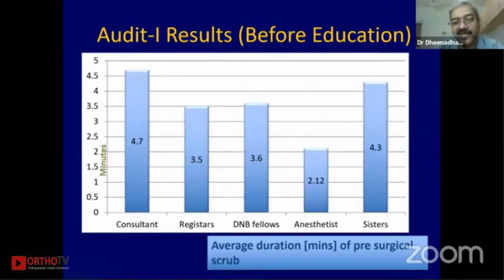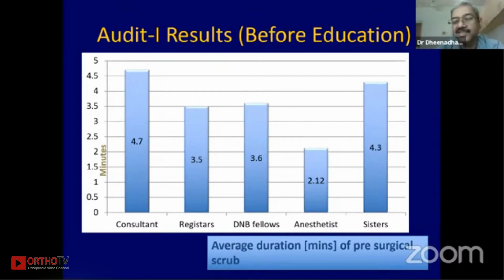See, in our hospital, before education, one day we decided we would do an audit on the hand scrub. You can see that consultants on average scrubbed for 4.7 minutes and sisters, that is the nurses, for 4.3 minutes. Whereas the registrars, DNBs, fellows and anesthetists were doing it for a very short time. So the hand scrub time itself was very, very short.